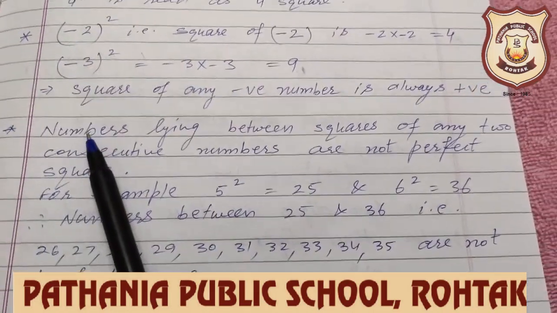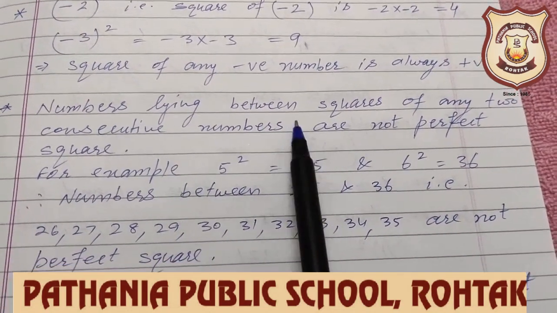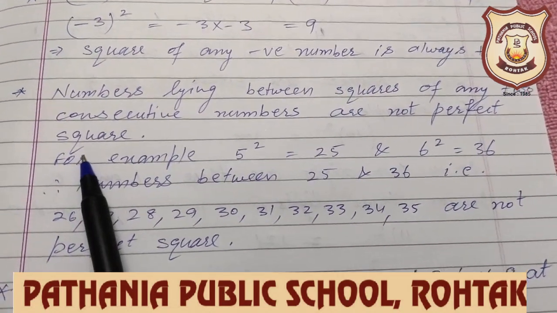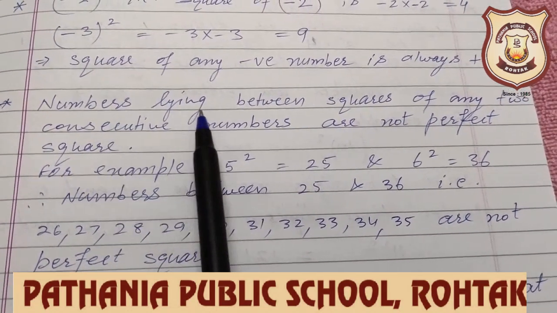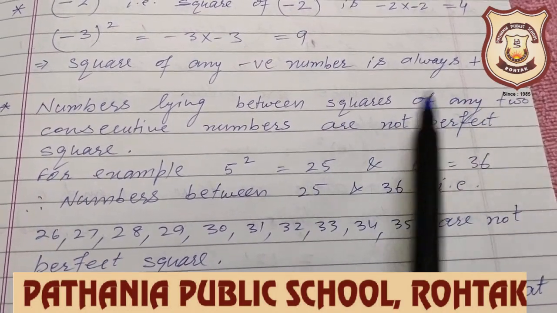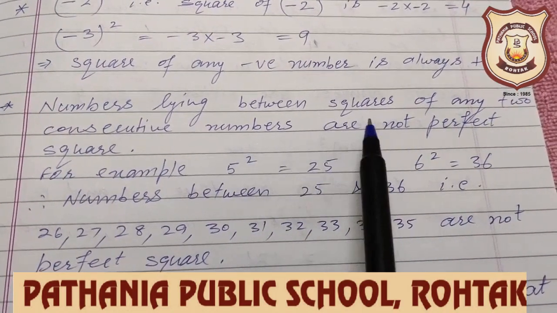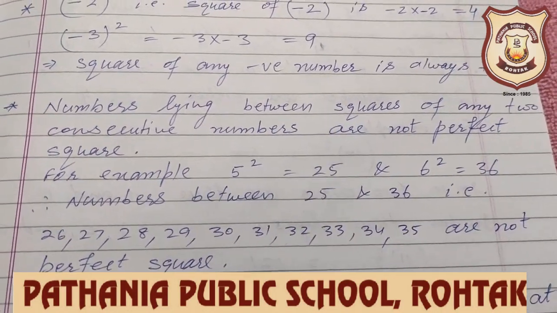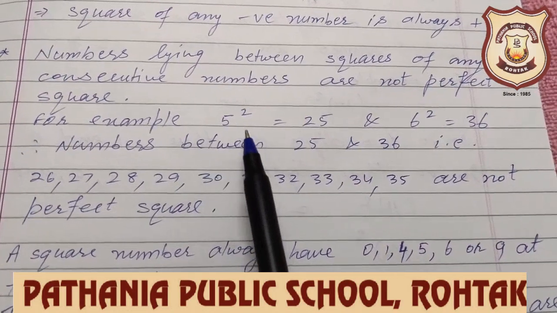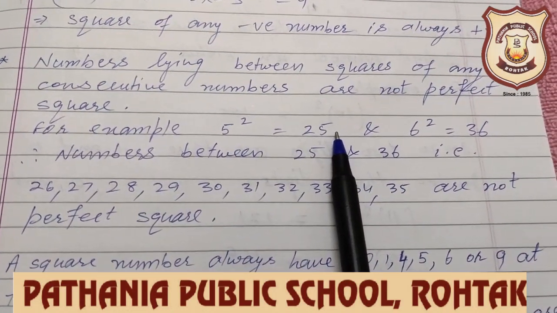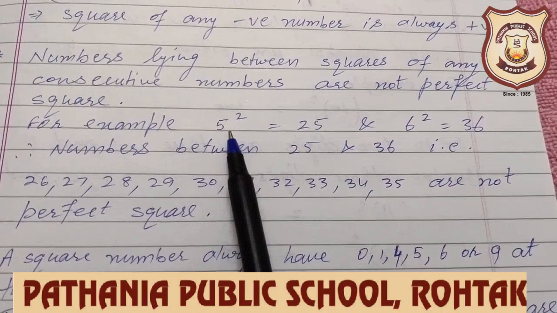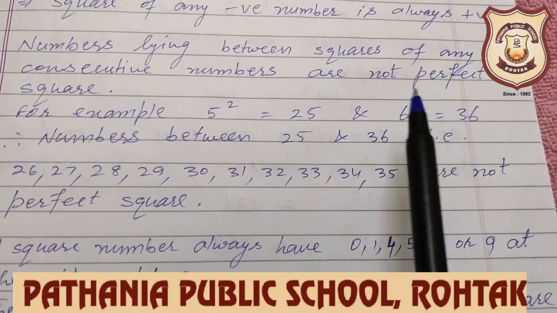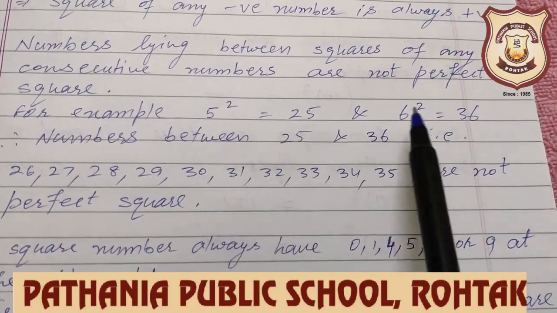Now the second fact is: numbers lying between the squares of any two consecutive numbers are not perfect squares. For example, 5 square is 25, and the consecutive number is 6. 6 square is 36. So consider the numbers lying between 5 square and 6 square.